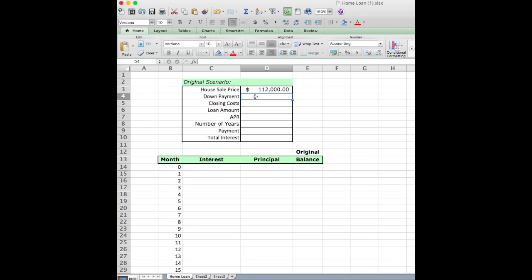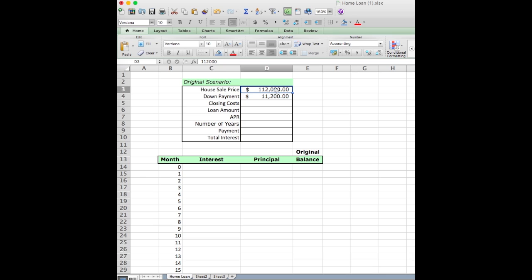Alright, the down payment in the scenario says 10%. So I'm going to put a little formula in here. So I'm going to put equals, and I'm going to click on the home sell price, and then I'm going to times that by 0.10, which represents 10%. And so I can see that, as this loads, it's being a little slow. There we go. I can see that the down payment is going to be $11,200.